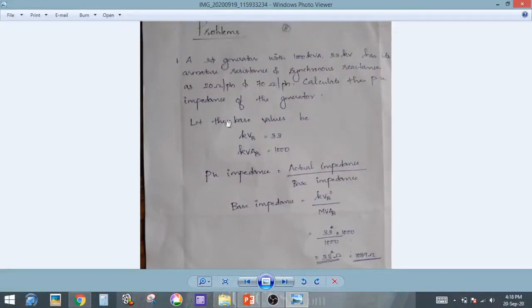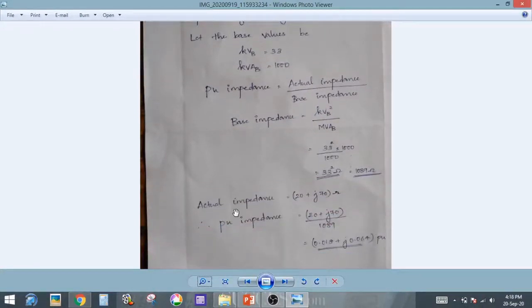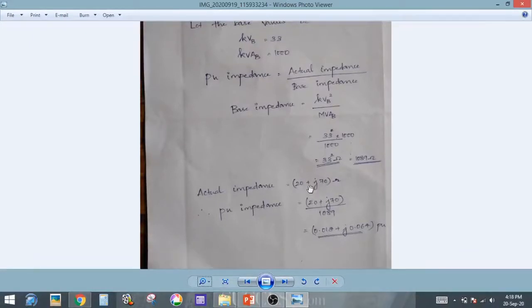Actual impedance is given. Armature resistance and synchronous resistance values as 20 ohm per phase and 70 ohm per phase. So actual impedance can be expressed as 20 plus j70 ohm. So per unit impedance equal to 20 plus j70 divided by 1089. We will get 0.018 plus j0.064 per unit. So this value is expressed in per unit, because this actual value is divided by this base value or reference value.